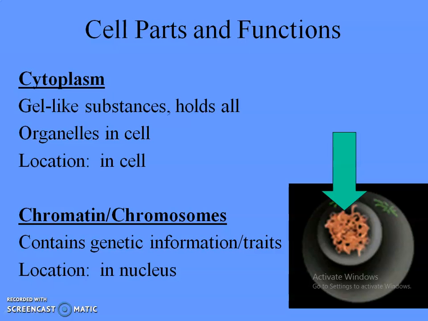Cytoplasm is a gel-like, semi-solid, transparent substance that holds all organelles in the cell, and it is present in the cell. The chromatin or chromosomes, thread-like fiber material, also called chromatin or chromosomes, contains the genetic information. It is present in the nucleus.